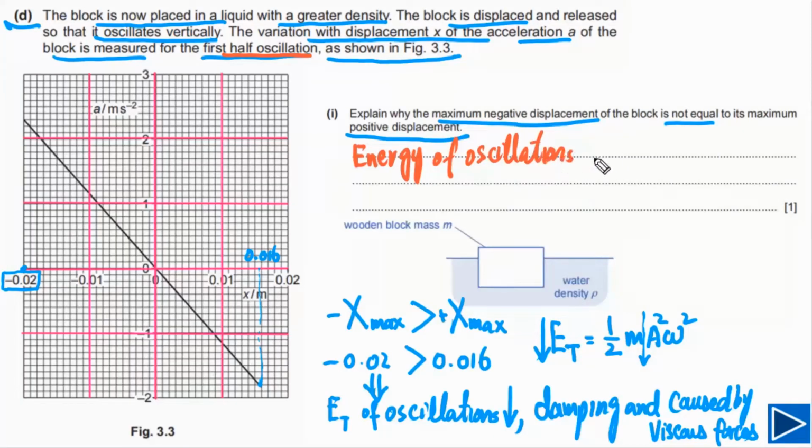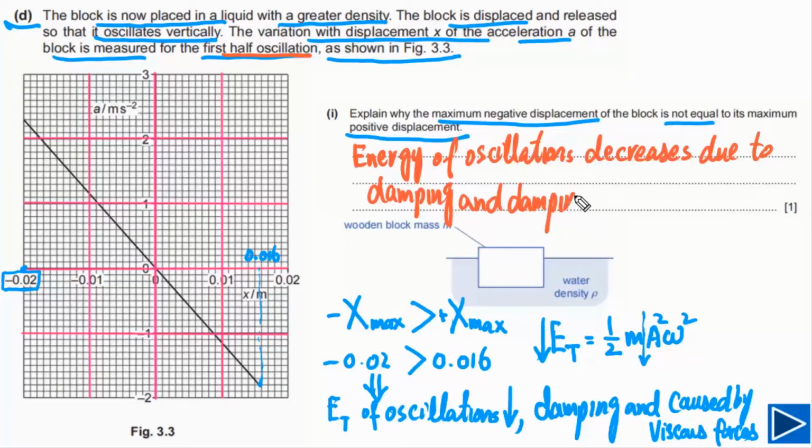Energy of oscillations decreases due to damping, and damping is caused by viscous forces. That's all what we need to write down for the answer of this question.